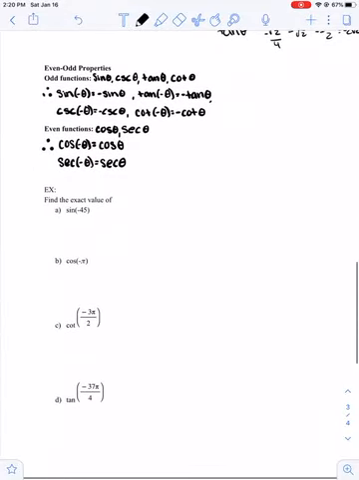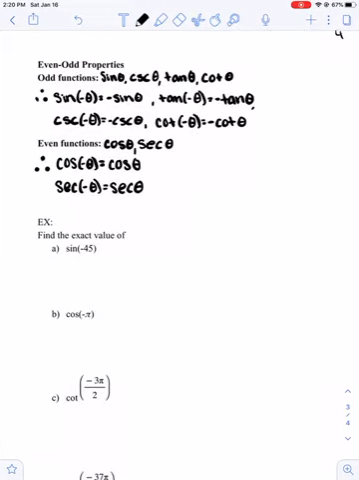Alright, the last thing on these notes are going over even and odd properties. So the odd functions are sine, cosecant, tangent, and cotangent. And what the odd function property means is just that if we have sine of a negative angle, it's just a negative times sine of the angle. So you can just put the negative out in front for those 4 different trig functions.